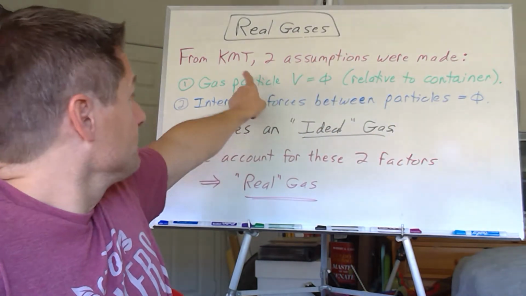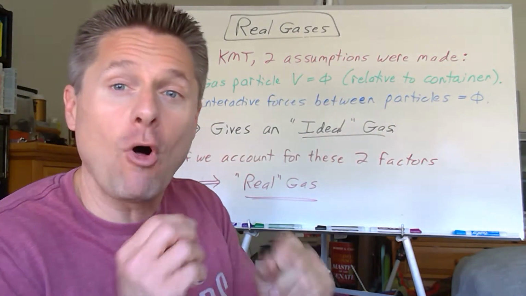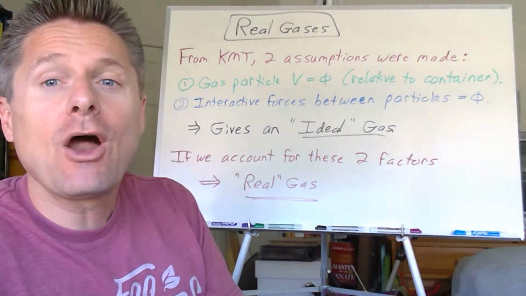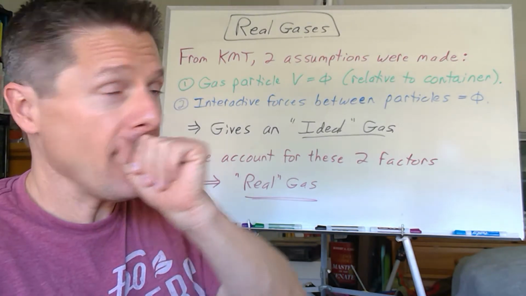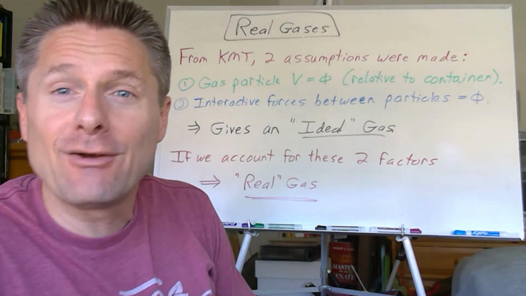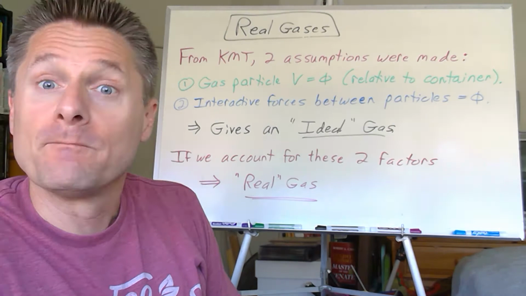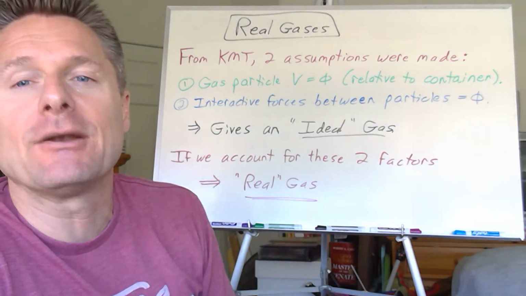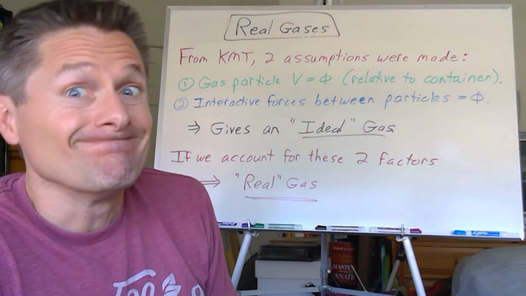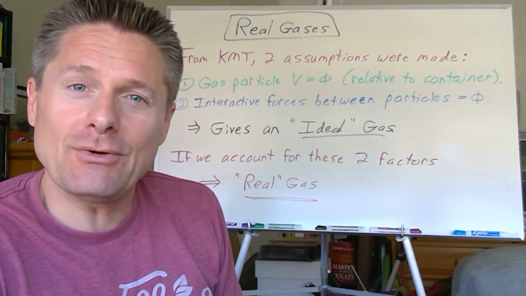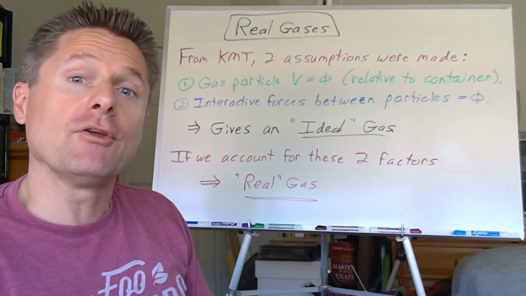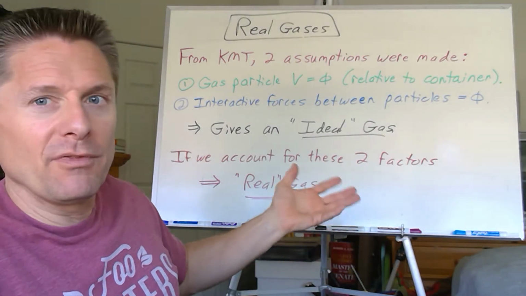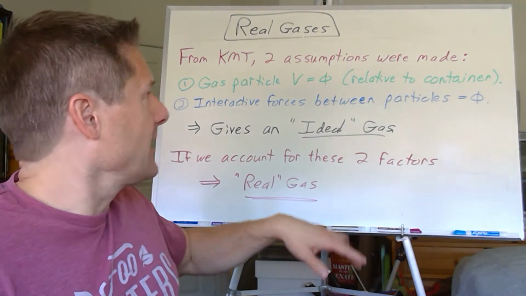Remember the two assumptions? We assume that the particle volume, the actual volume of the gas particles themselves, those tiny little dots, are so tiny. How tiny are they? They're so tiny relative to the container, they're effectively zero. Right? So the volume of the gas sample is the volume of the container. We made that assumption. It's not technically true. The gas particles actually take up some volume. Okay, so maybe that assumption, is it a valid assumption? We'll find out about that in a second.